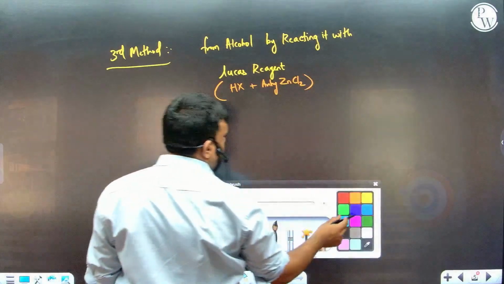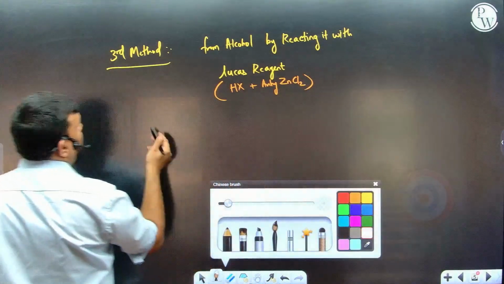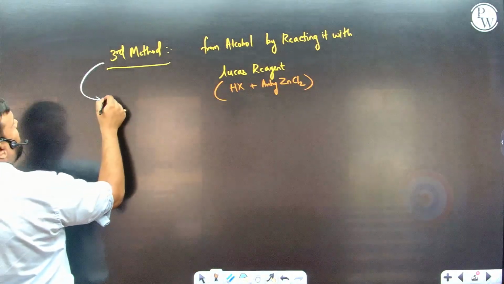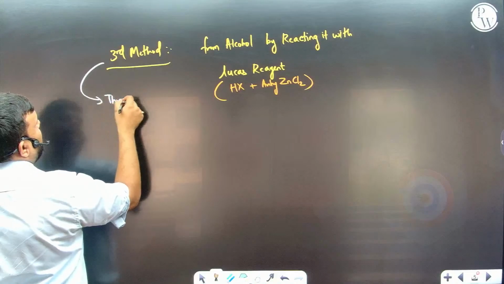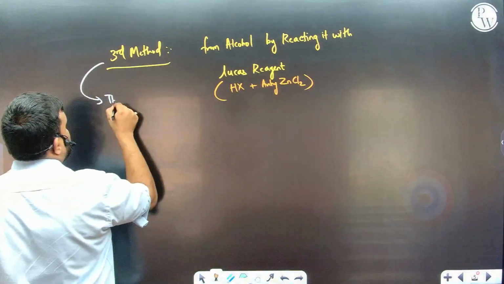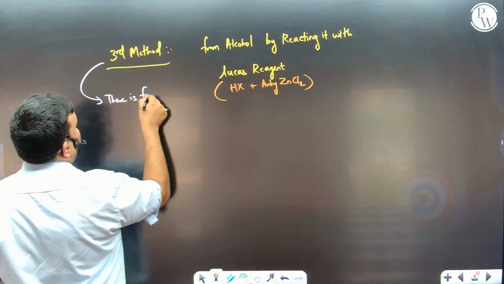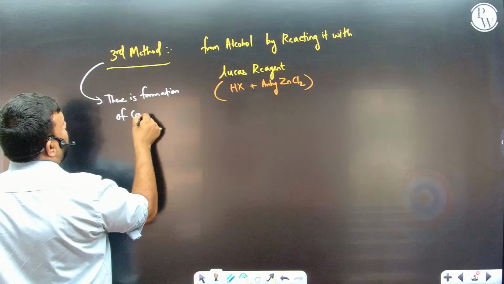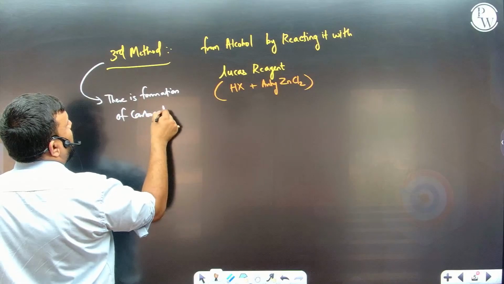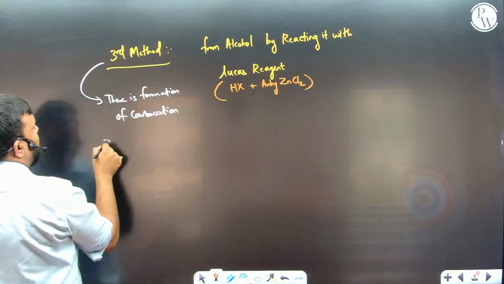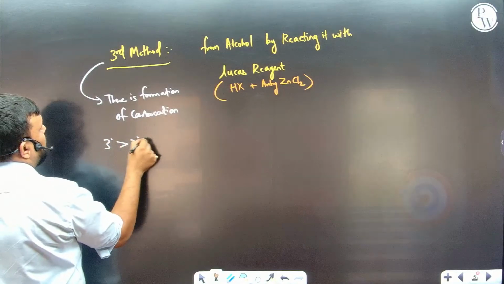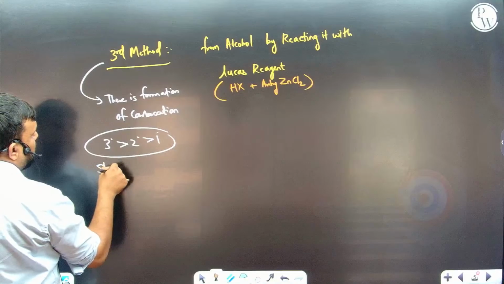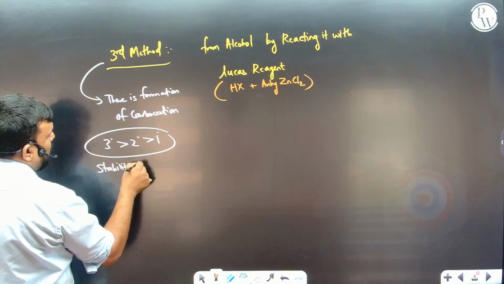Okay, so in this method what will happen? In this reaction we can see there is formation of carbocation, and you know that 3 degree carbocation is more stable than 2 degree, than 1 degree. This is the stability order of carbocation.